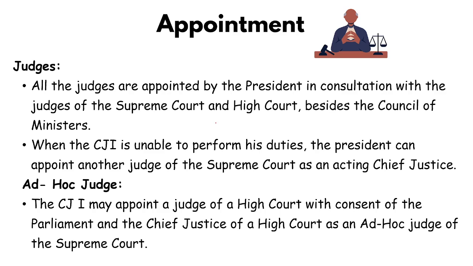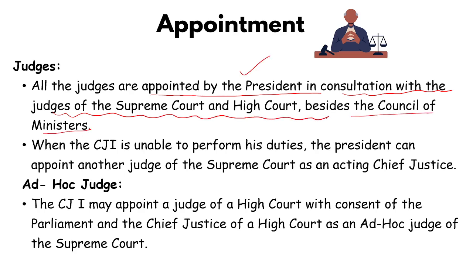Now, appointment. All the judges are appointed by the President in consultation with judges of the Supreme Court and High Court besides the Council of Ministers. So appointment is by the President, but consultation is with the judges of the Supreme Court and High Court and also the Council of Ministers. When the CJI is unable to perform his duties, the President can appoint another judge of the Supreme Court as an acting CJI, that is Chief Justice of India.